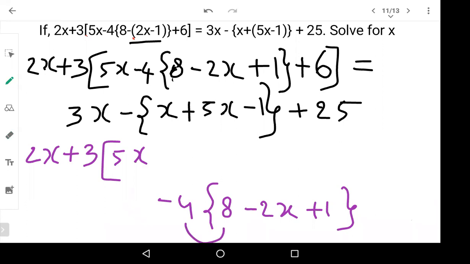Minus 4 into 8. 4 8s are 32. Since it is minus 4, it will become minus 32. Okay. Next, minus 4 into minus 2x. Minus 4 into minus 2x is minus into minus, you're supposed to get actually plus, but what you can do is whichever is the highest number, that you can take.